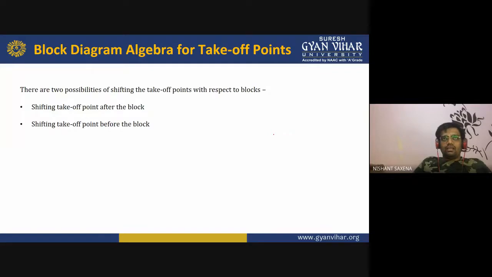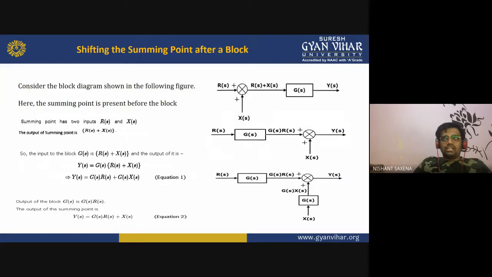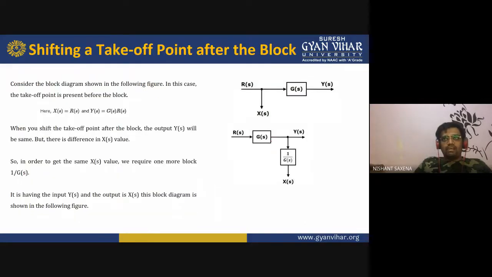And in the summation point, when we are moving the summation point ahead of the block, we have to do the multiplication. So there is a complementary rule. When we are shifting the summation point, we have to do the multiplication, and when we are shifting the takeaway point, we have to do the division with the block. Is this clear?